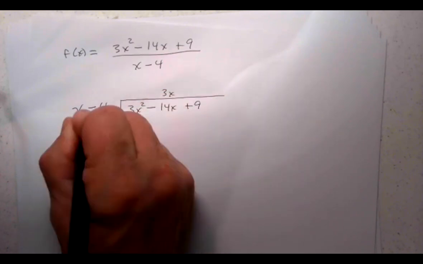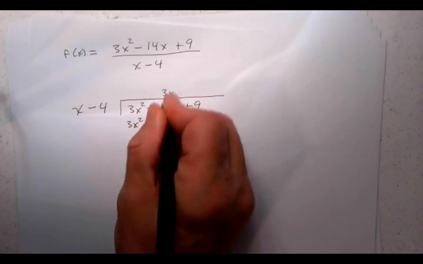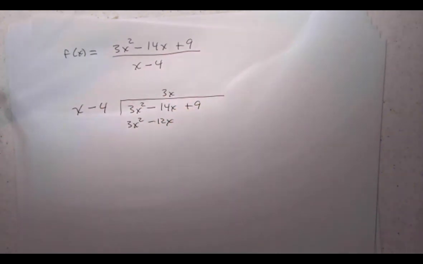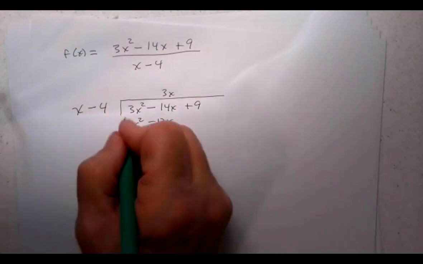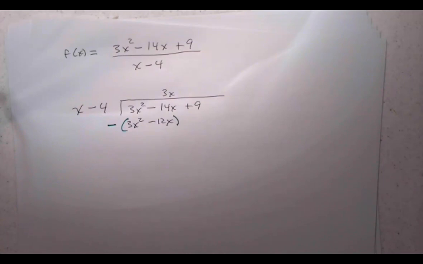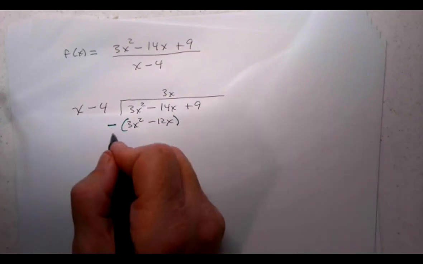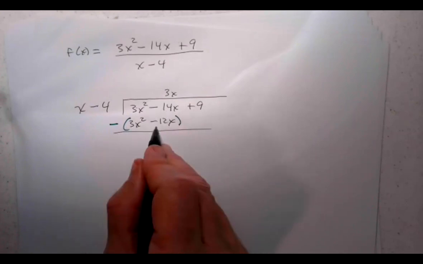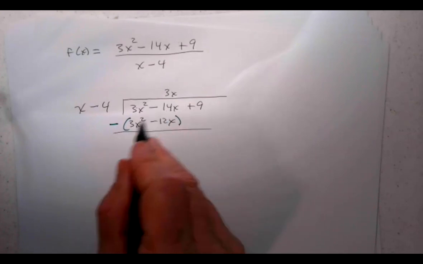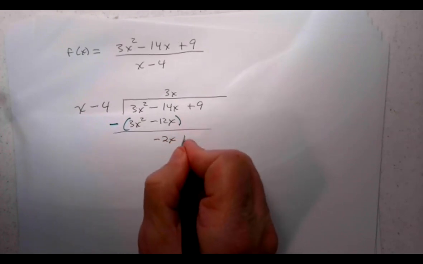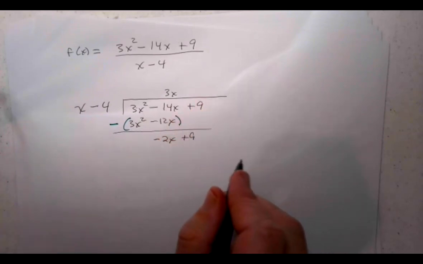3x squared divided by x is 3x. 3x times x is 3x squared. 3x times negative 4 is negative 12x. And then we have to subtract. And this is where people often have difficulty. 3x squared minus 3x squared is 0. Negative 14x minus negative 12x would be the same thing as negative 14x plus 12x, which would give me negative 2x. And of course, the 9 doesn't subtract out.